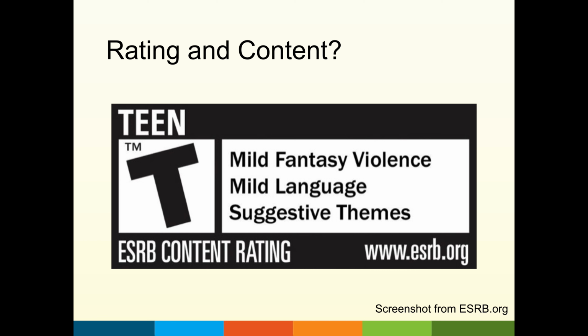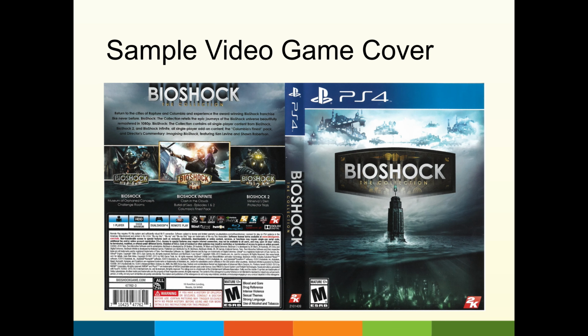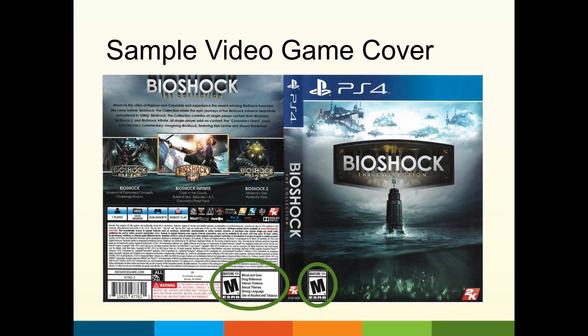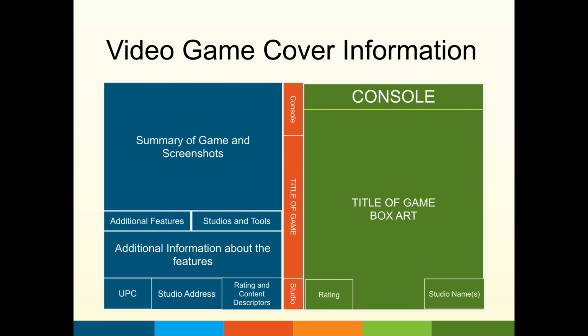How many of you are familiar with this label and where it can be found and what type of media it applies to? If you said video games, you're right. This is an example of a video game cover. Do you know where you can find the rating for this game? The content rating can be found on the front cover, typically in the lower left. The content rating and descriptors can be found on the back of the game case, typically in a lower corner somewhere.